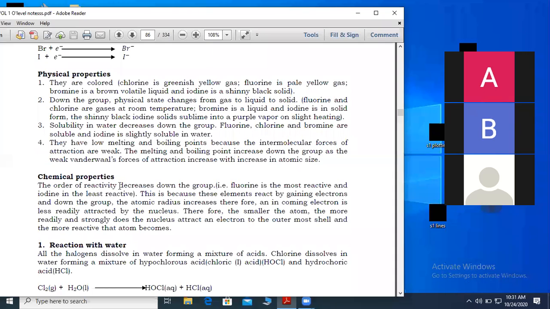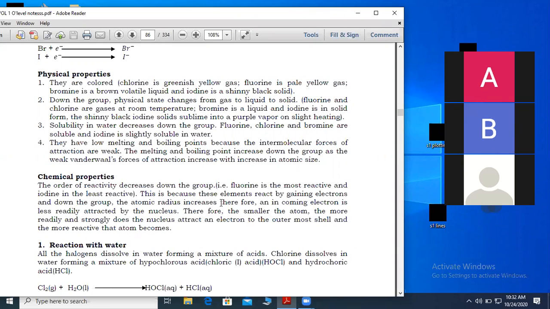For group 7 elements, the reactivity decreases down the group, i.e. fluorine is the most reactive, and iodine is the least reactive. No, fluorine is the most reactive, and iodine is the least reactive.